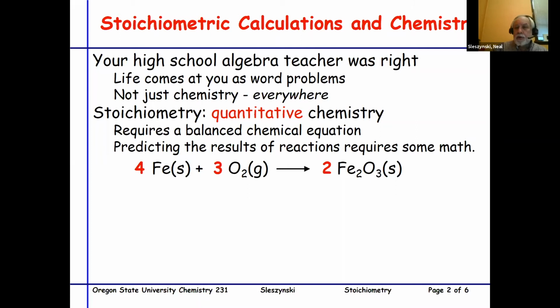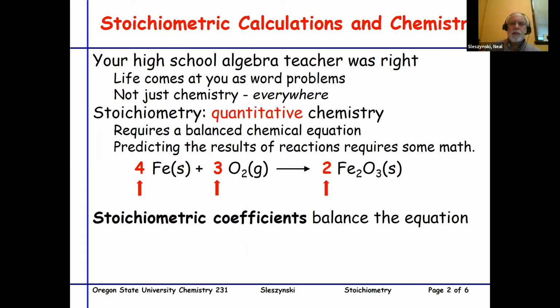And this shows the balanced chemical equation for the oxidation of iron. Your car in your driveway right now is busy forming rust. The iron is oxidizing. And the big numbers in front of our reactants and products are our stoichiometric coefficients that balance the equation. And we need to have these stoichiometric coefficients to do our stoichiometric calculations.